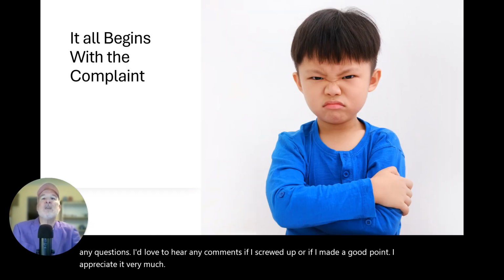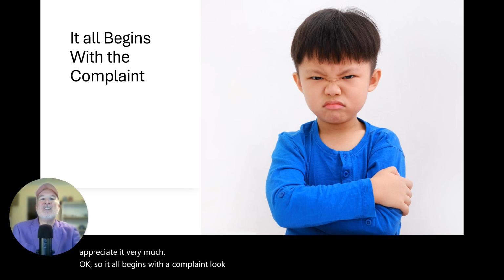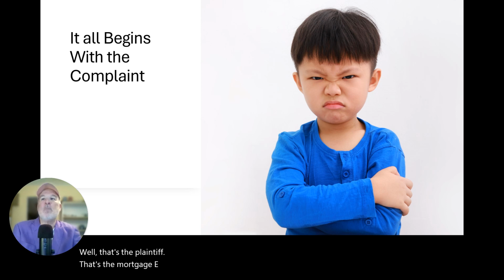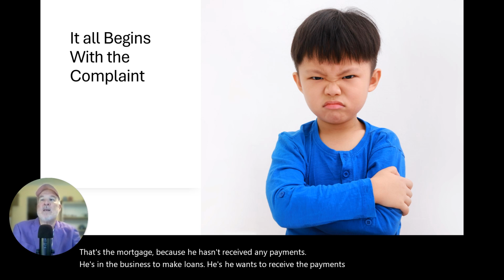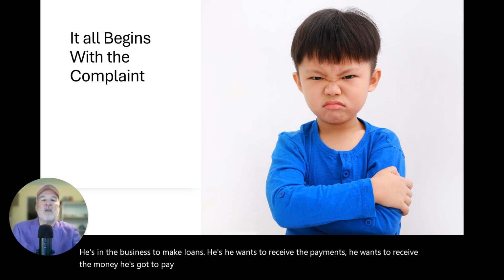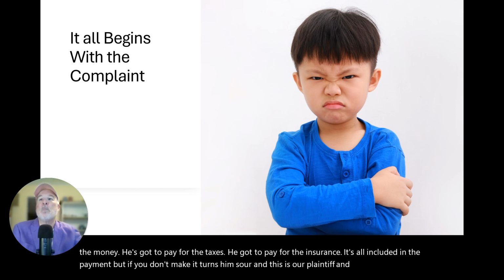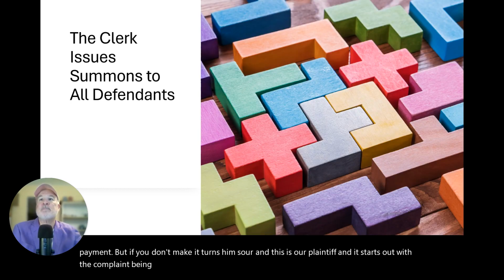Okay, so it all begins with a complaint. Look at that little guy, doesn't look like he's happy at all. Well, that's the plaintiff. That's the mortgagee, because he hasn't received any payments. He's in the business to make loans. He wants to receive the payments. He wants to receive the money. He's got to pay for the taxes. He's got to pay for the insurance. It's all included in the payment. But if you don't make it, it turns him sour. And this is our plaintiff. And it starts out with the complaint being filed.